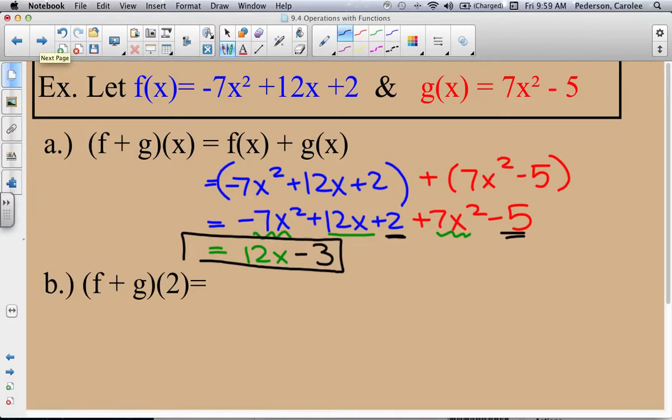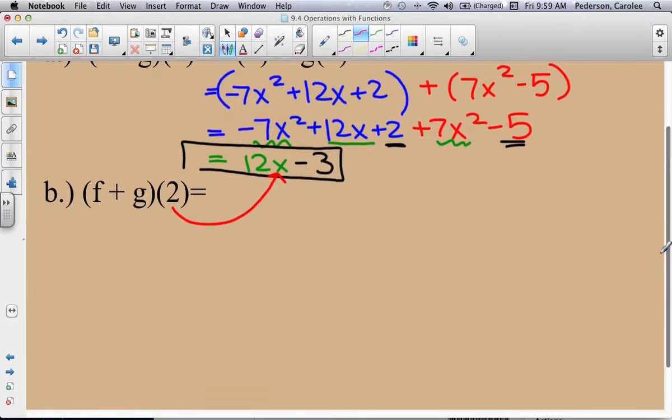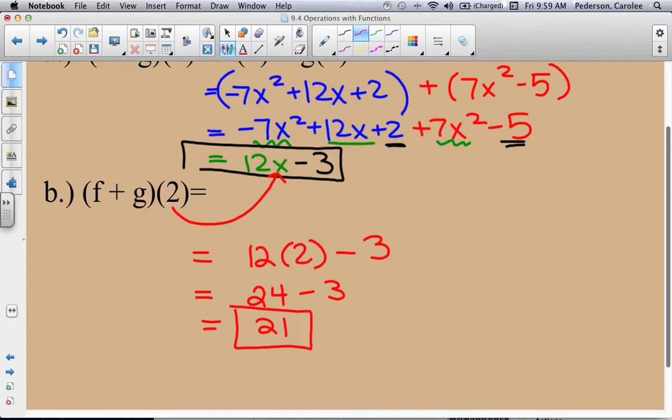In part B, it says take f plus g and evaluate it for 2. So after you add them, you can just substitute 2 in for x. So 12 times 2 minus 3. 12 times 2 is 24, minus 3 is 21. So f plus g of 2 is 21.